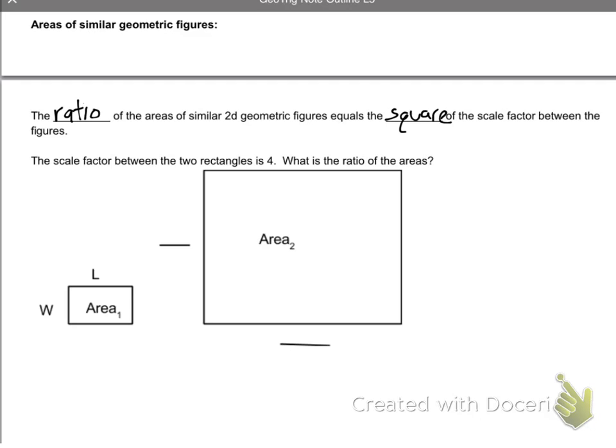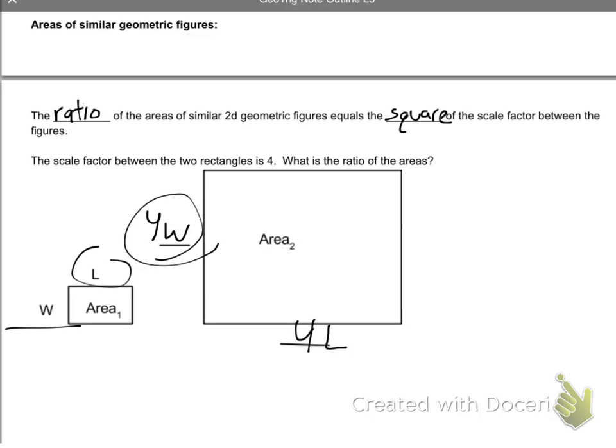And this little activity here is going to show you this. It says that the scale factor between the two rectangles is 4. What is the ratio of the areas? So wait a minute. If the scale factor between them is 4, that means the larger one is 4 times larger than the smaller one. Yes? Okay. So if the width is W in the small one, what's the width of the larger one? If this is W, then what is this one? 4W, because it has to have that ratio of 4, right? That means that same ratio is for the L's. If this is L, then what's this one? 4L.